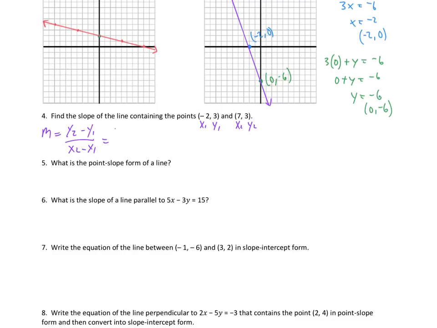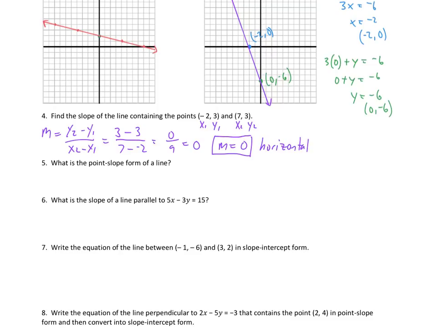So y2 would be 3, y1 is also 3. x2 is 7 minus x1, which is negative 2. So you get 0 over 9, which is just equal to 0. So the slope of that line is 0. It doesn't ask us, but just in case, we would say that this is a horizontal line.